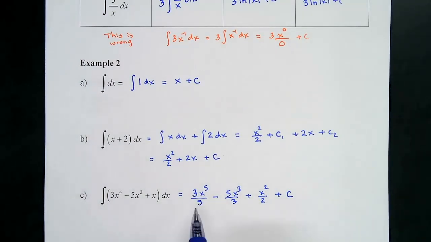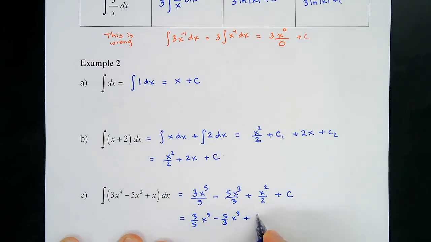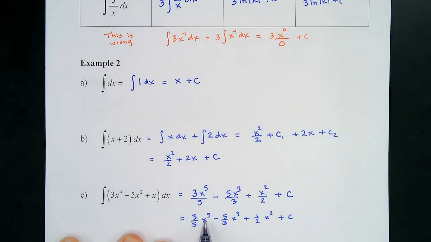If you were to take the derivative of this, another way you could write it is 3/5 x to the 5th minus 5/3 x cubed plus 1/2 x squared plus the constant c. This is helpful because if you take the derivative, you'd go 3/5 times 5x to the 4th. The 5 you're multiplying undoes the 5, and you're left with 3x to the 4th. See how that works? You could do each one individually like that.